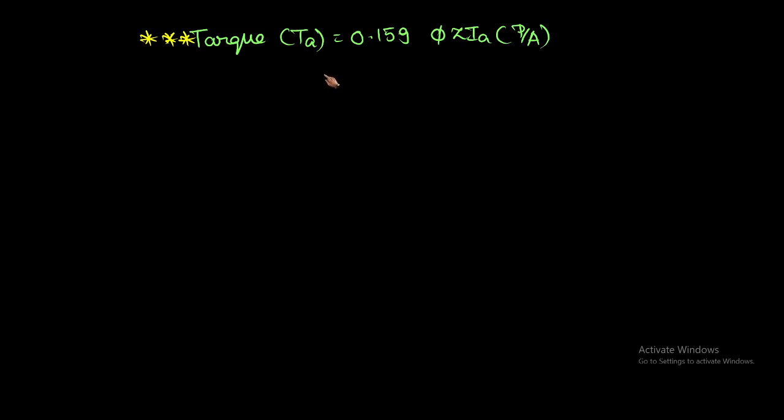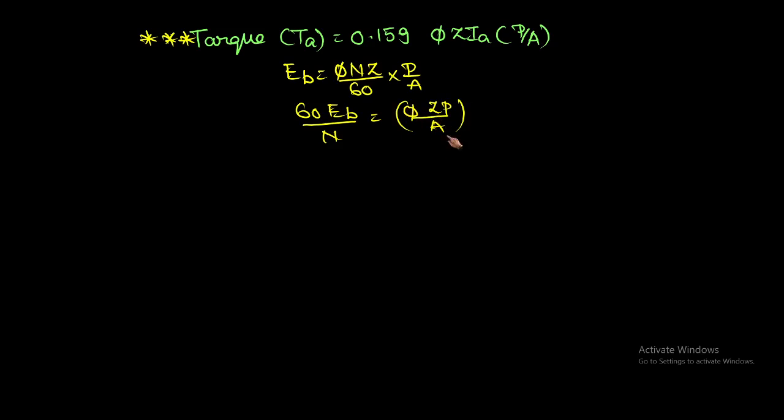Now let us see the relation between the back EMF and this. Back EMF we can write as phi N Z by 60 into P by A. So here you can observe, 60 Eb divided by N, we can write as phi Z P by A. This is the remaining term, phi Z P by A.